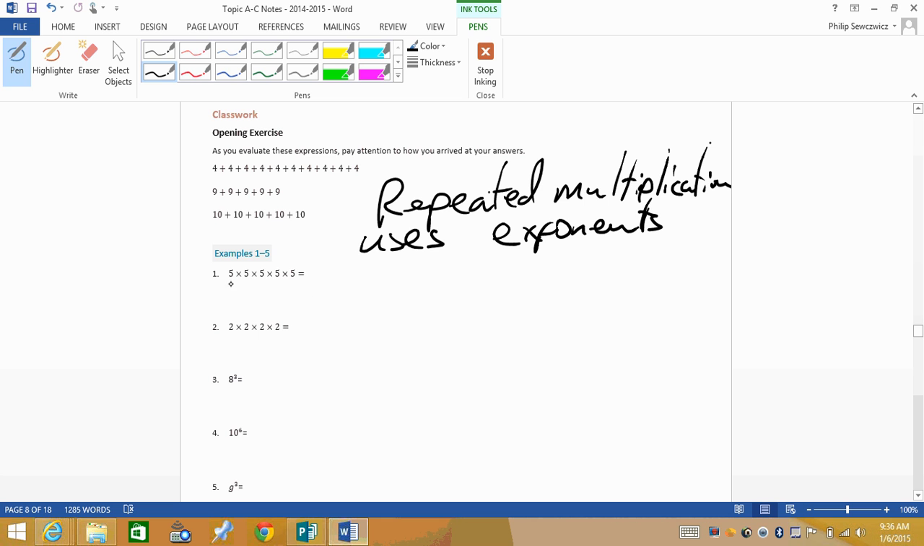So we have 5. It happens 1, 2, 3, 4, 5 times. So yeah, so it is 5, and it is to the 5th power. That's our exponents there. All right. We do have a 2, and we're multiplying it together 1, 2, 3, 4 times, so it is to the 4th power. Your exponents are smaller numbers and pushed up in the air.